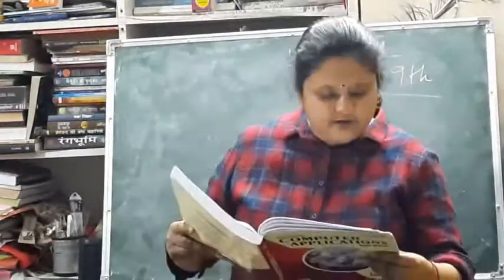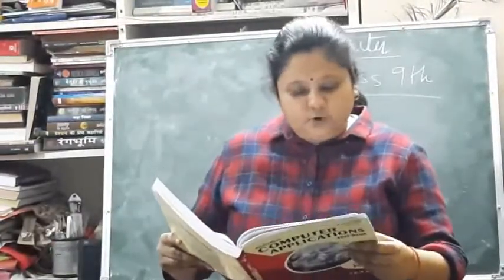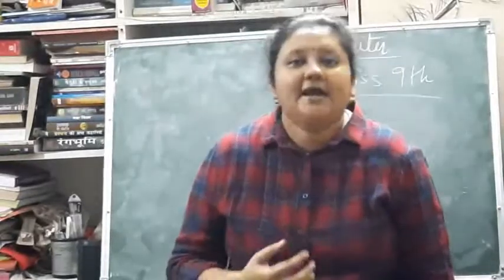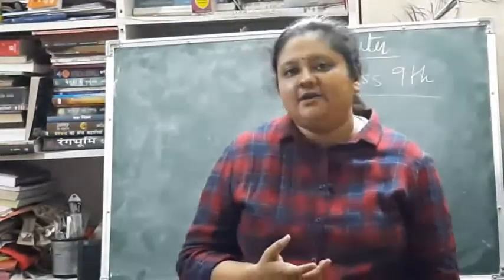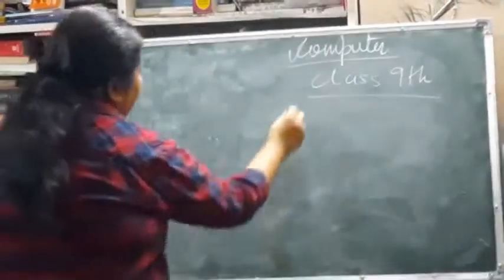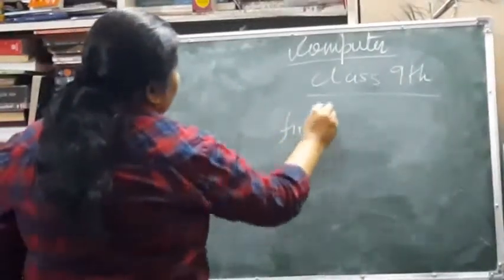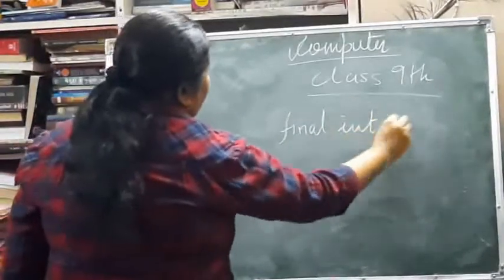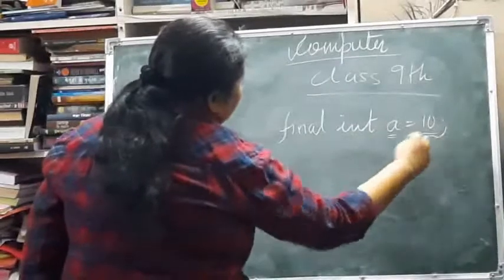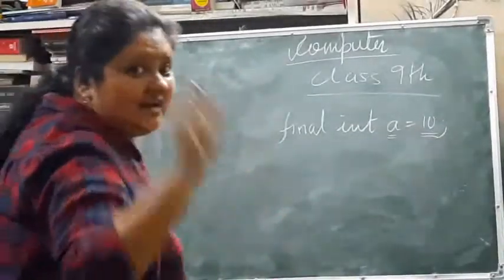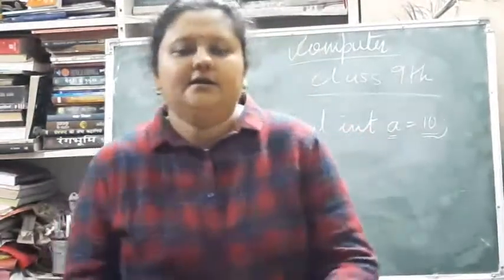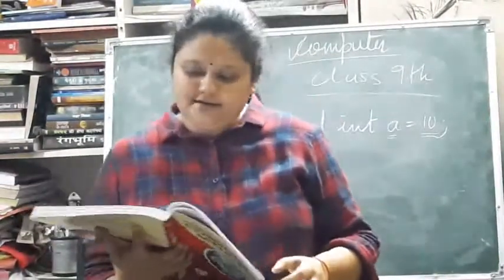Last time we have done till symbolic constant, that is the final keyword. I told you if I want to make any variable a constant value, I will simply write final with it. Just to repeat, we can write it like this: final int a = 10. That means this integer a will hold the value 10 for the entire program. This is the final value, this is the constant value.